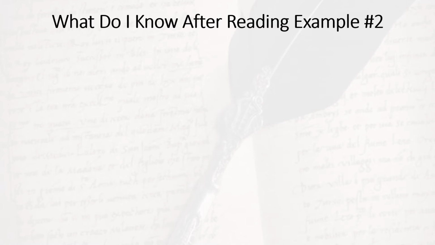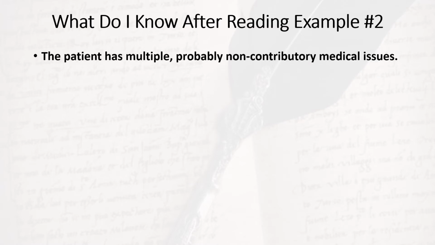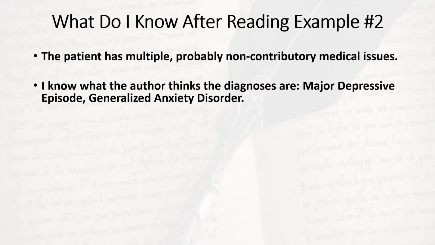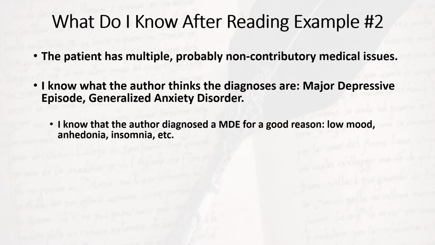Here's what I know after I read through the second note. First, I know that the patient has multiple, probably non-contributory medical issues. I know that they're probably non-contributory because the author in no way spelled them out nor mentioned them contributing. I know that the author thinks the diagnoses include a major depressive episode and a generalized anxiety disorder. And I know that the diagnosis of a major depressive episode is justified because the author referenced low mood, anhedonia, insomnia, etc. And so the patient meets DSM diagnostic criteria for a major depressive episode.